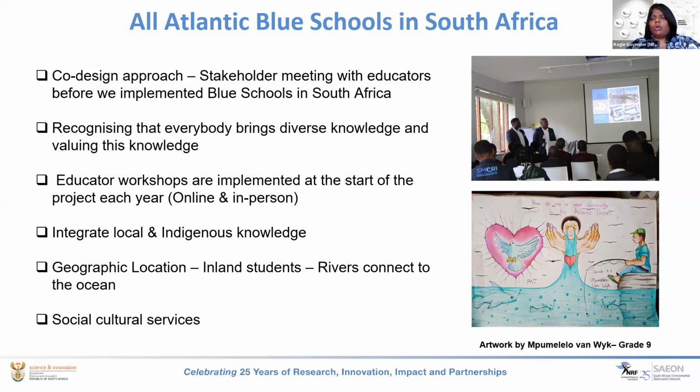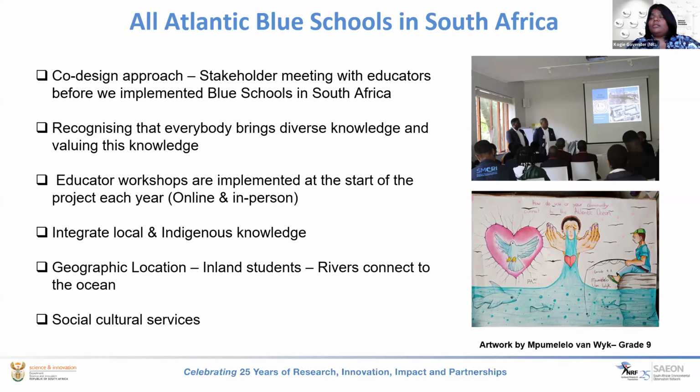So there's an NGO called Ocean Up. They're doing a lot of work producing case studies, videos, and so on. So we integrate all this local knowledge into our programs. And then we try to bridge the geographic location to our oceans by working a lot with inland learners. And we know that rivers connect to the ocean. So as part of our activities, we developed a river ocean activity in our portfolio book.